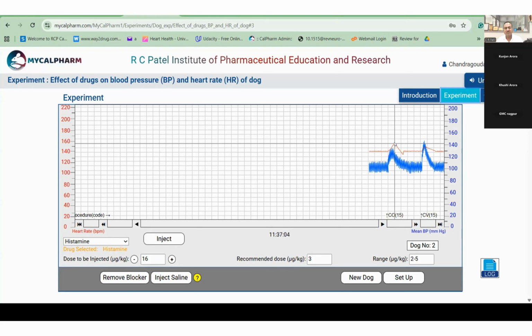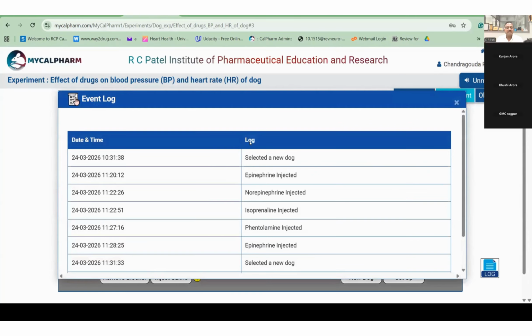Ravindran has taken up this responsibility to create the best possible teaching aid to teach pharmacology to medical students, pharmacy, and paramedical students also. Even veterinary students are using this particular software package. Then, for each experiment that has been performed, a log is generated.